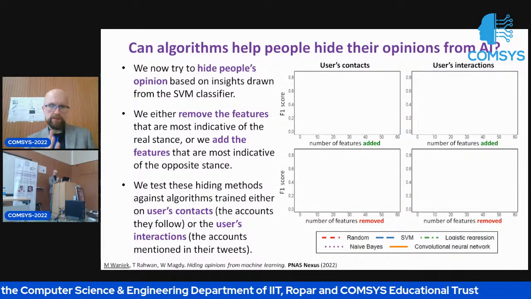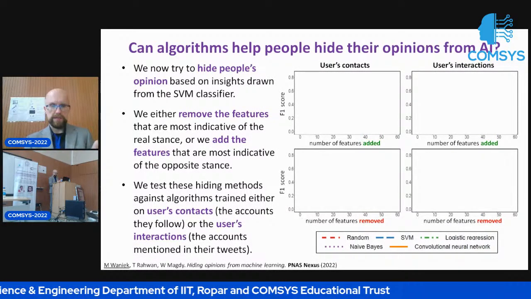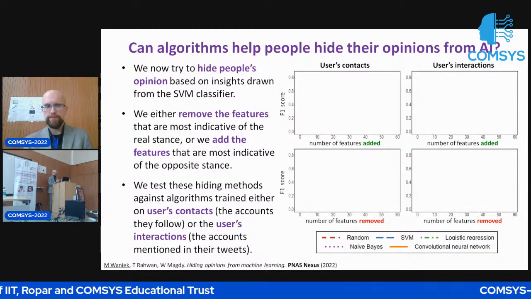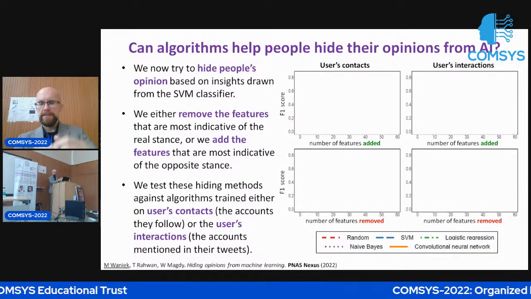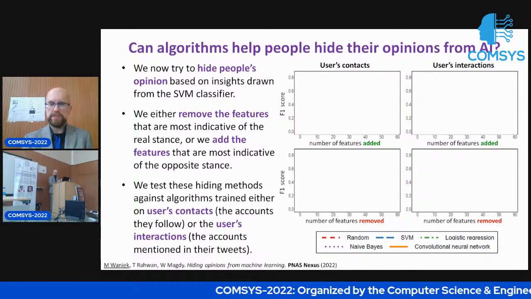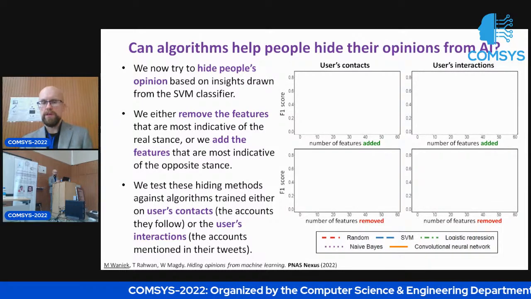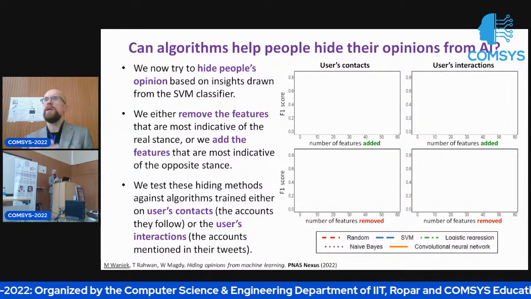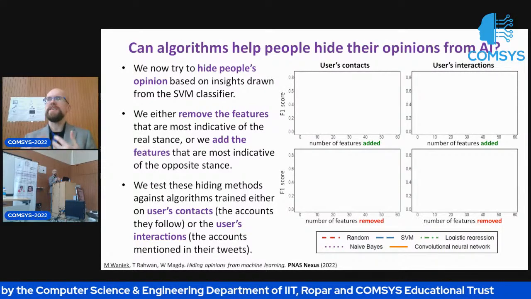And we divide them into two different categories based on the accounts they follow or based on the accounts that are mentioned in our tweets. On the x-axis, we have the number of features that we either add or remove. On the y-axis, we have the F1 score of the algorithm. So in a way, the lower the value, the better hidden my opinion is.